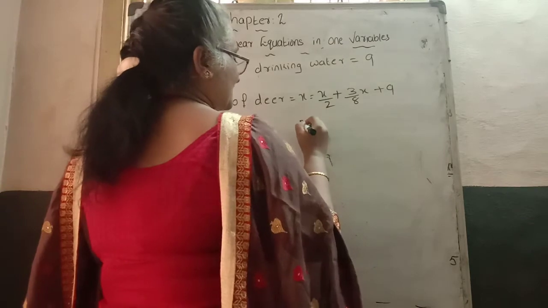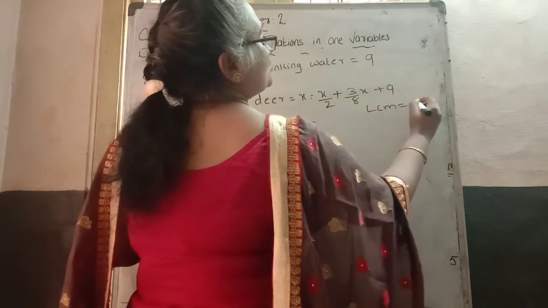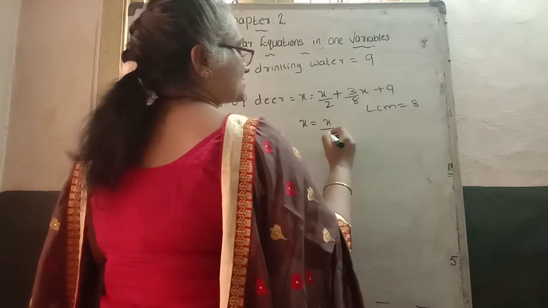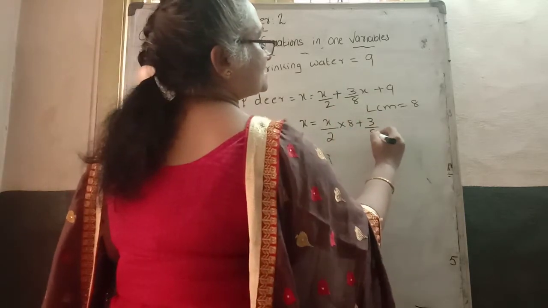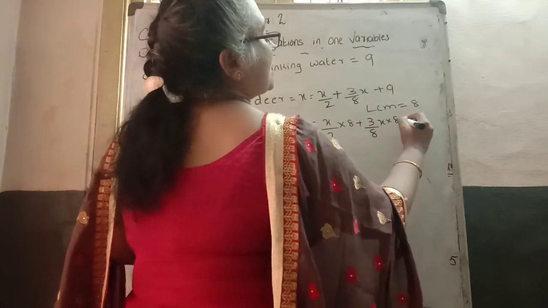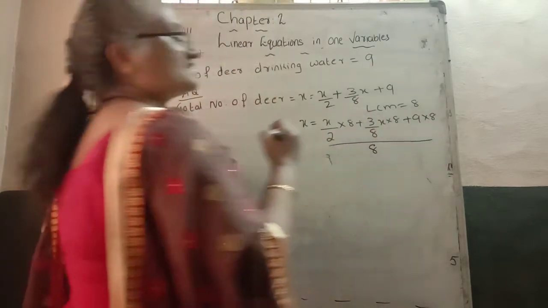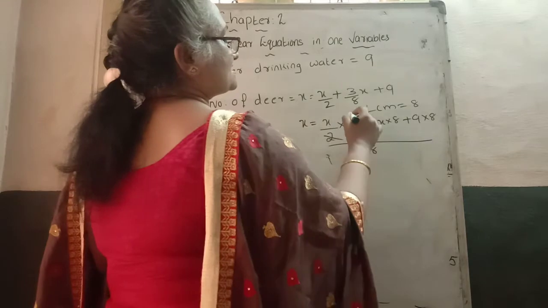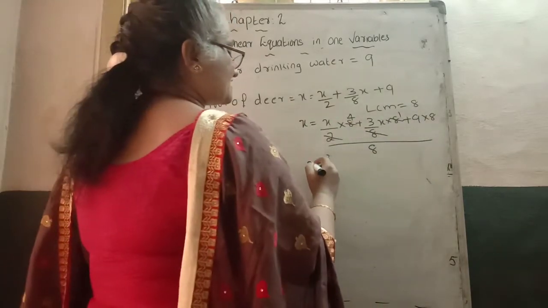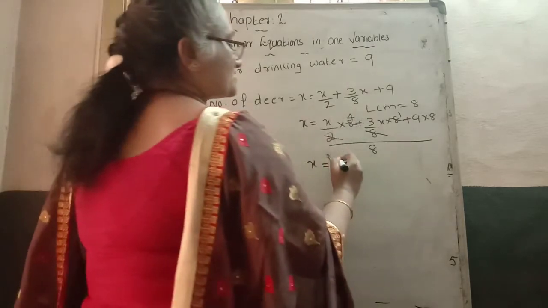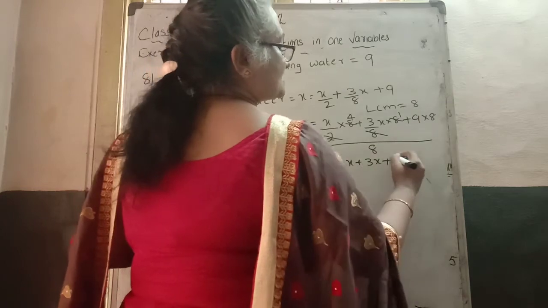So total number x is equal to... here the LCM is 8. Each fraction, x by 2, is multiplied with 8, the second fraction 3/8x is also multiplied with 8, and 9 is also multiplied with 8, whole divided by the LCM 8. 2 and 8 cancelling: 4. So on the left side x is 4 into x, becoming 4x, plus 3 into 1 becomes 3x, plus 9 times 8, how much?